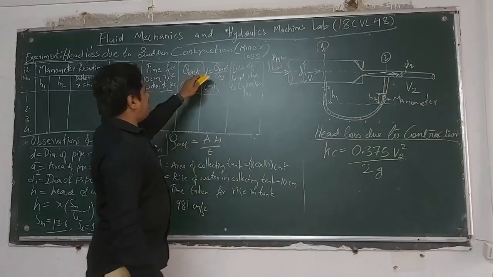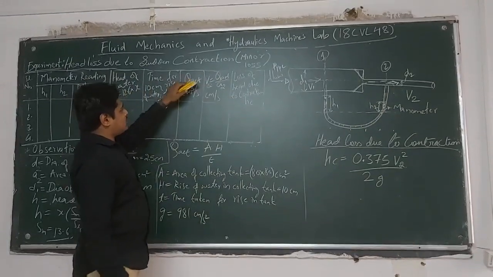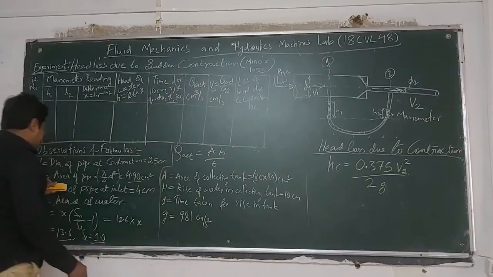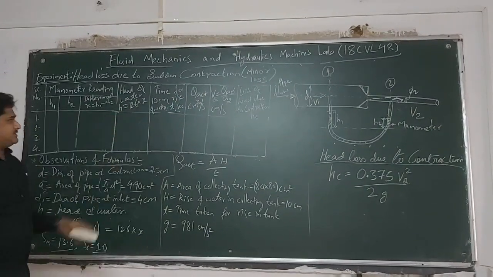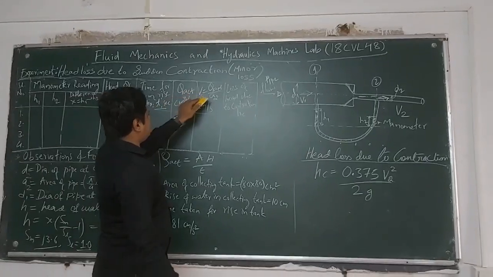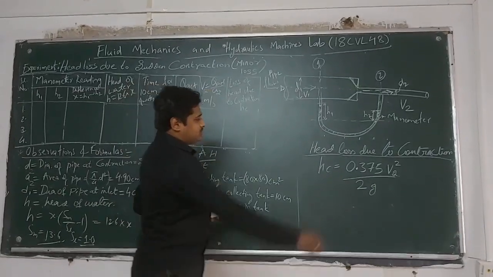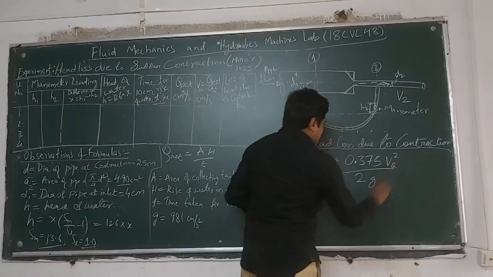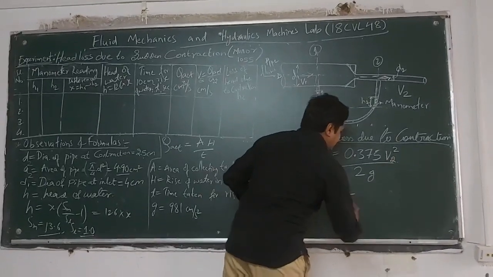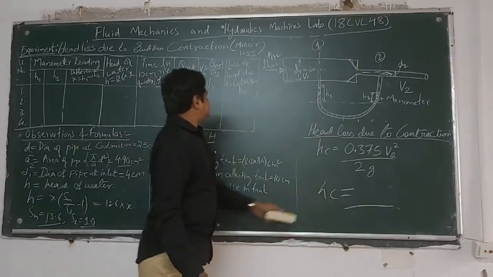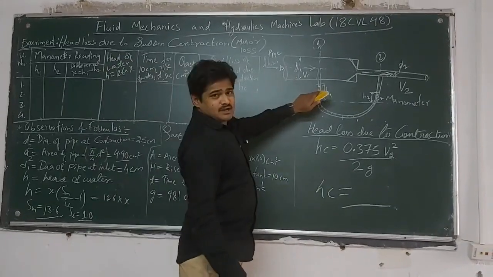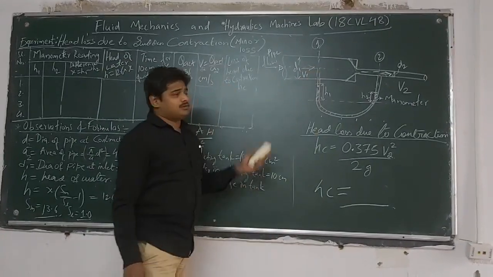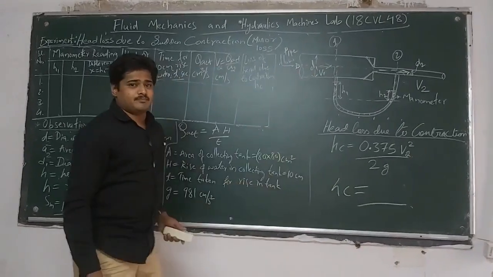So how will we calculate V2? It is equal to Q actual by A2. That is nothing but the area of the pipe of contraction, not the normal pipe, area of contraction. So you will be finding out V2. After you get V2, you will substitute the V2 value in this and you will get the HC value. So this HC is nothing but the loss of head due to contraction, meaning the loss after contraction of water flowing from the normal pipe to the contracted pipe.